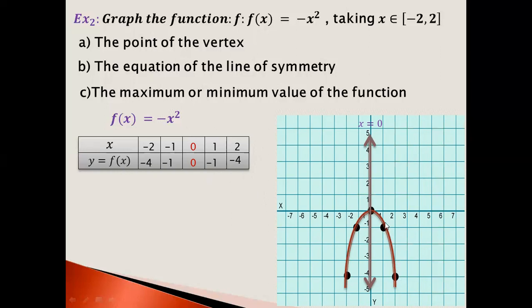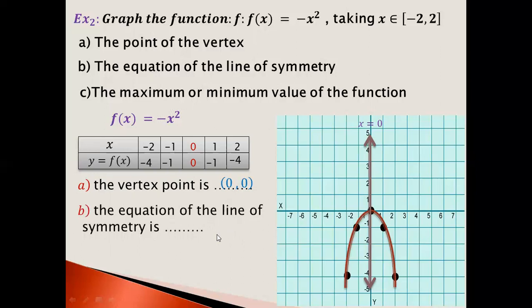Now we can join these points to make a curve like that. From the graph, we can deduce the point of the vertex of the curve. The vertex of the curve is located here. It is the origin point whose coordinates are 0 and 0.